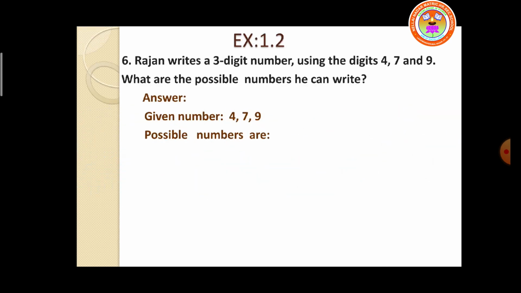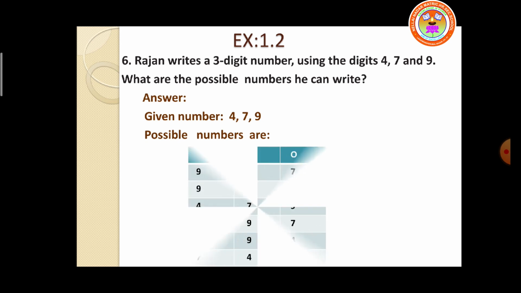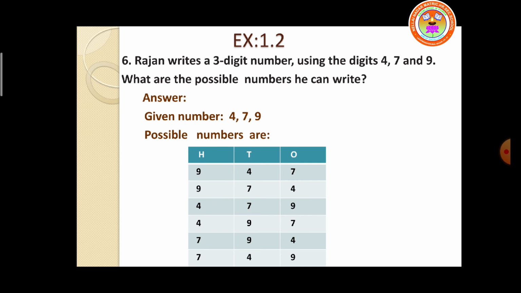Sixth problem. Rajan writes a 3-digit number using the digits 4, 7 and 9. What are the possible numbers he can write? So what is the given number, children? 4, 7, 9. We have already seen that problem, right? That same example only. Here, see, I have changed in hundreds, tens and ones place also. See, 2 times I have changed the numbers.